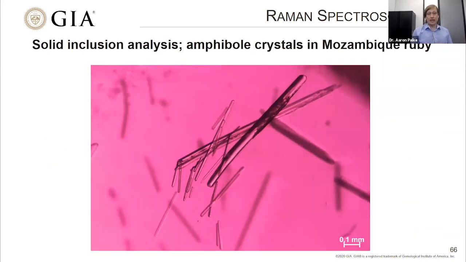And in some cases, this might be useful for making origin calls. You could look for amphibole crystals in Mozambican rubies. You could look for zircons and other amphiboles and different types of inclusions within different gemstones and try to trace those back to their origins based on what the minerals are within these gemstones, by looking for their specific spectral fingerprint from the Raman spectrometer.